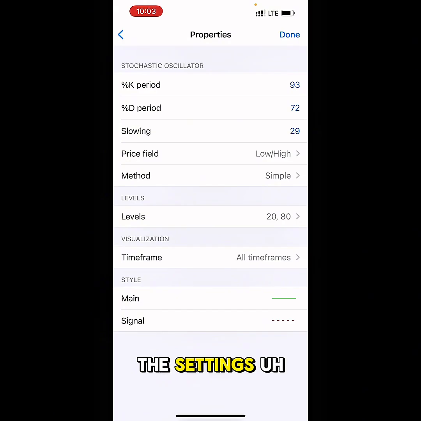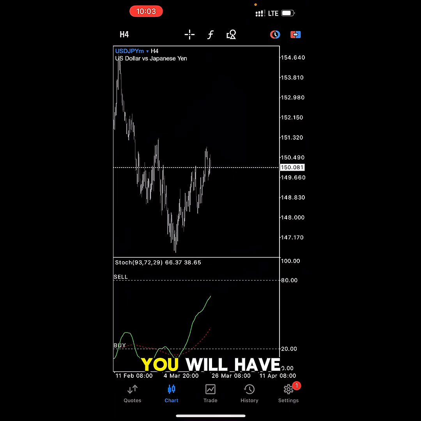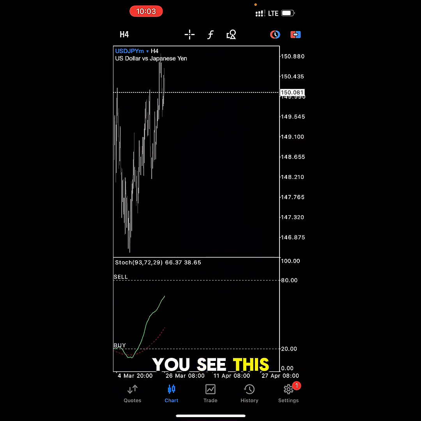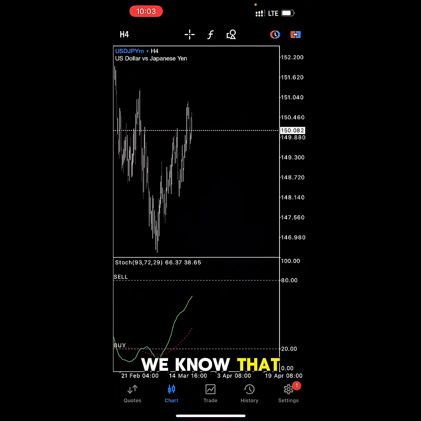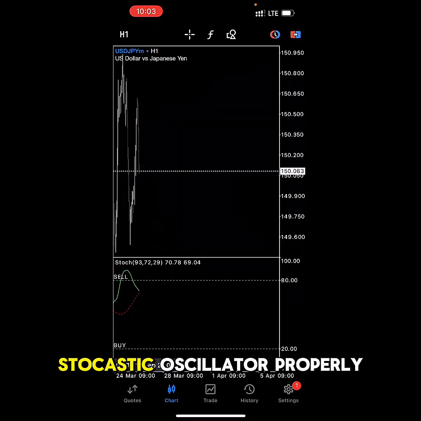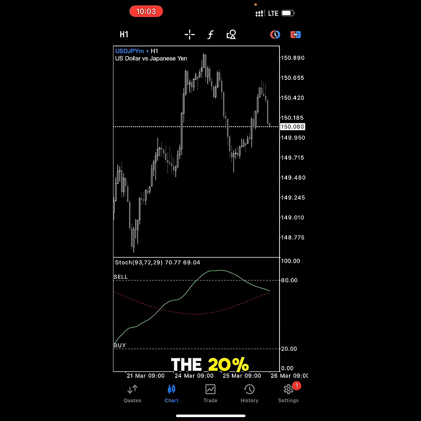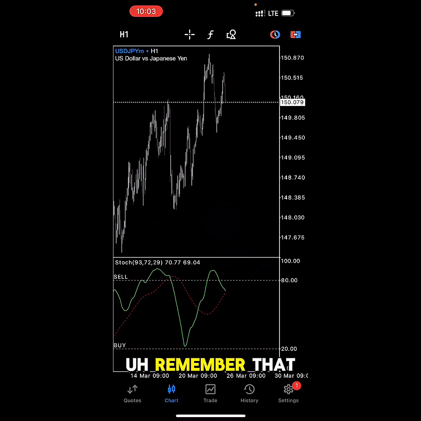Once you have the settings in place, you click on OK, all right? You will have your stochastic oscillator on the chart. This is how we know that we have set our stochastic oscillator properly, because now you can see the sell on the 80% and the buy at the 20%. Remember that these are the overbought and oversold conditions, and this is all we are going to look for at the stochastic oscillator, all right?